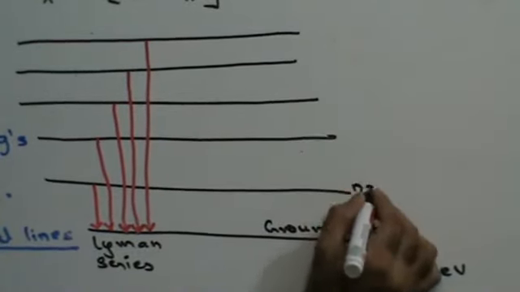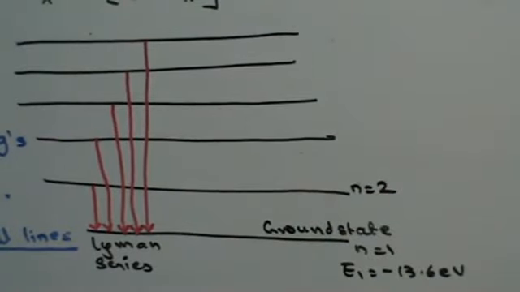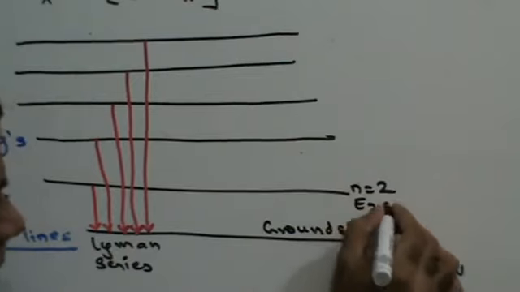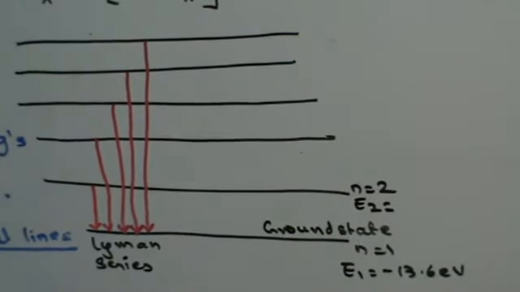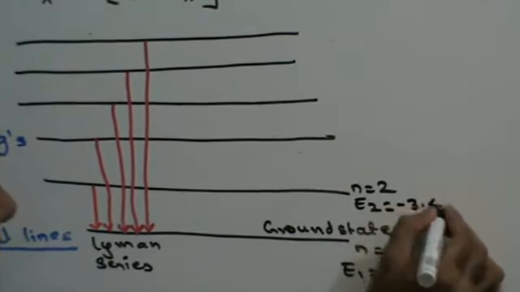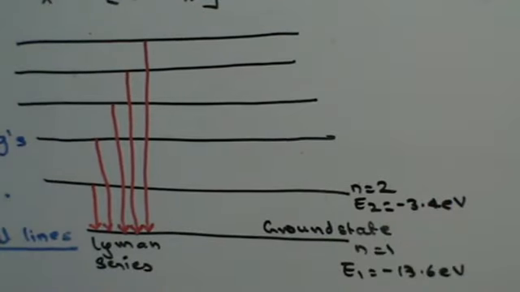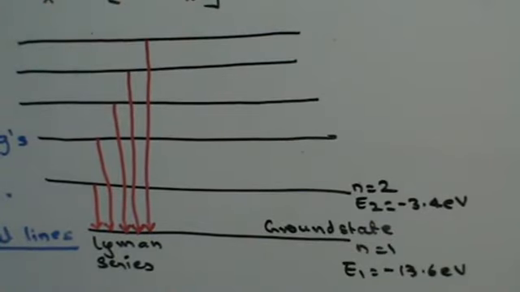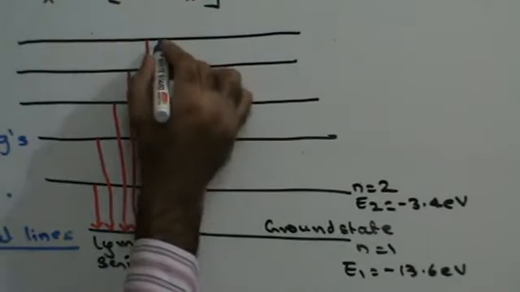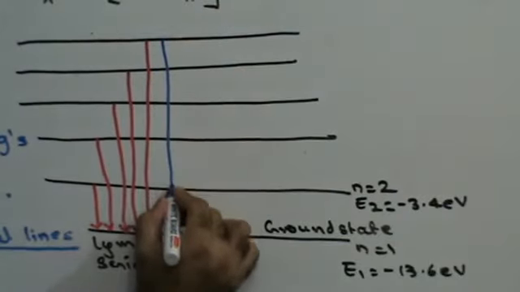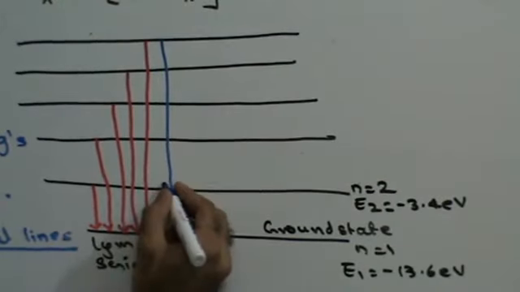Now let's assume that here n is equal to 2. So n is equal to 2 has energy minus 3.4 electron volts. Okay. Now, in that case, if you had an electron jumping from the outer orbit to n is equal to 2, then what you would get would be called Balmer series.